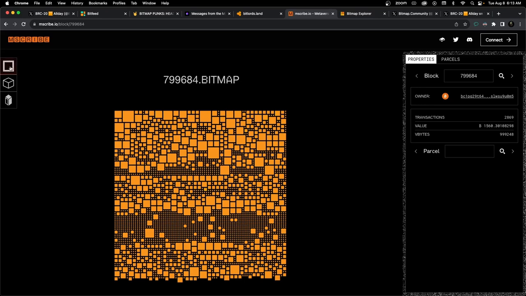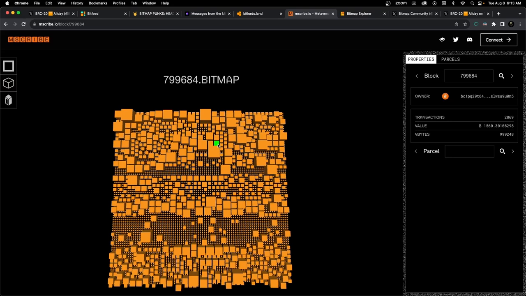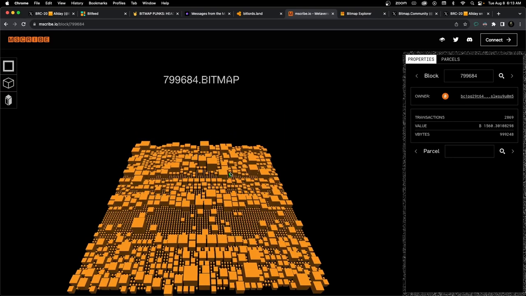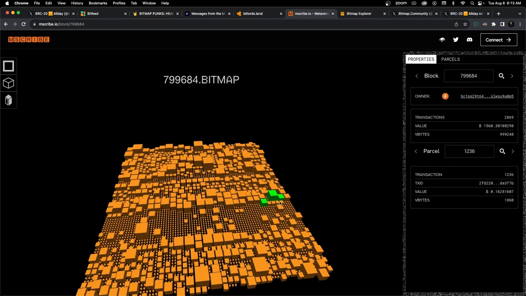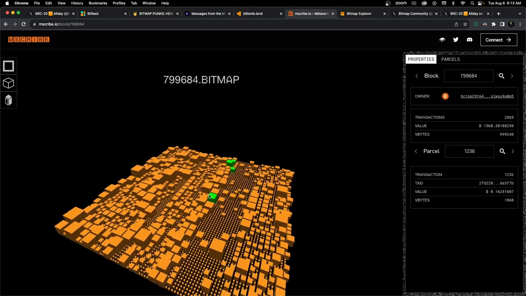They have the first feature, which gives you an overall view of the block and the transactions. They also have the 3D feature, which gives you the view of the entire district in this 3D view, and you can also click on the transactions. On the right hand side, it does kind of the same thing.